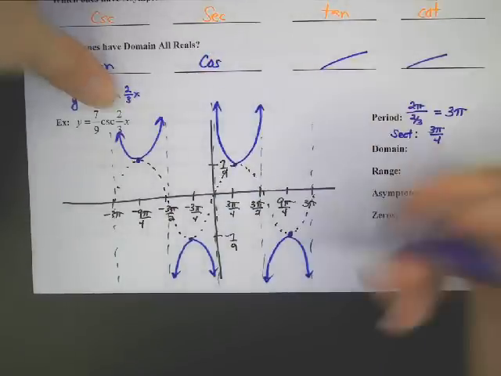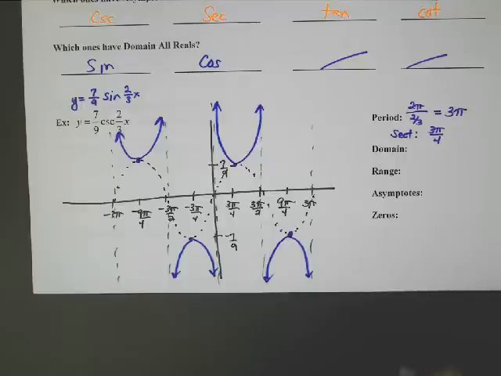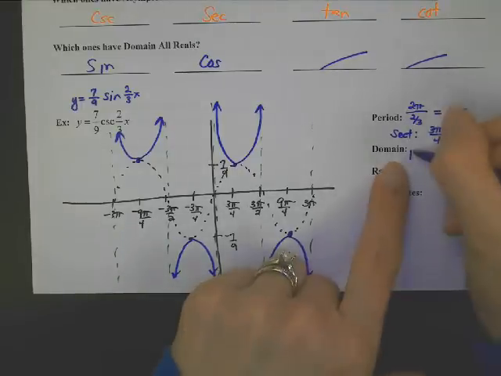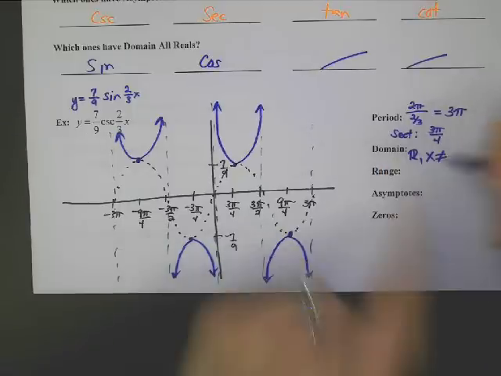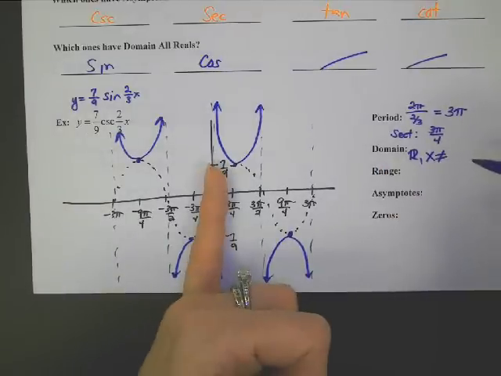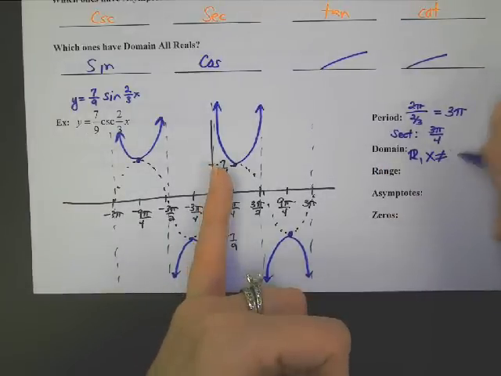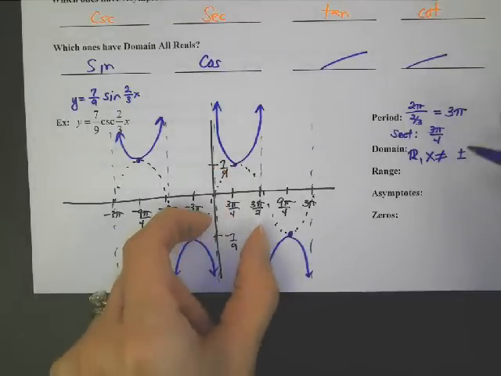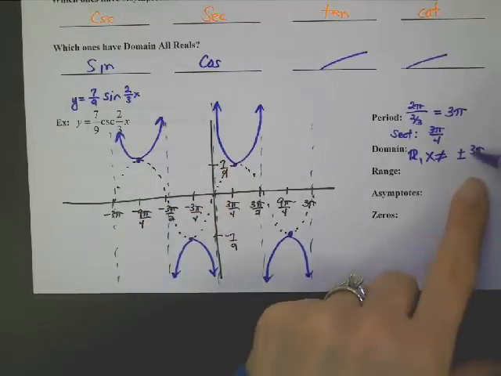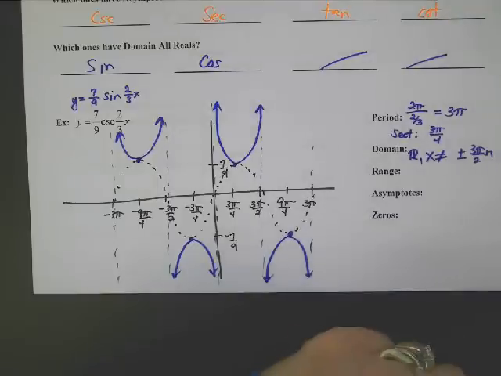Okay, do I have 1, 2, 3, 4? 4 parabolas make my 2 periods. Domain, all reals except, where's the first break? X cannot equal 0. If you want to write 0, go ahead. Plus or minus, the space to the next one is 3 pi over 2n.